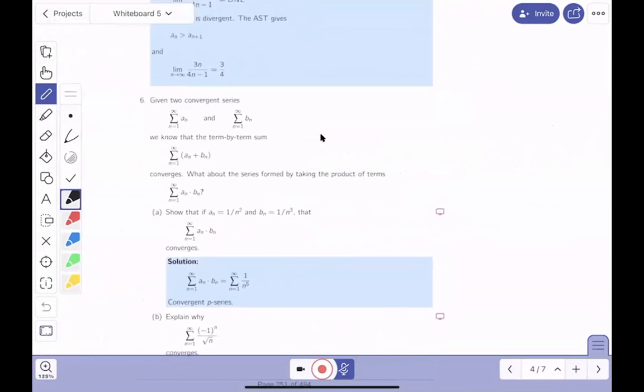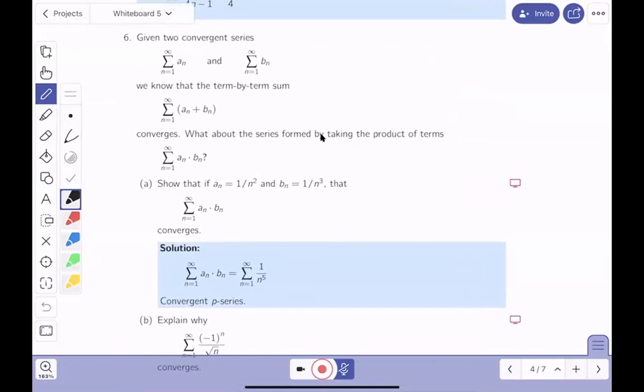So let's take a look, number six. Number six, again, a little difficult because I have to read, and that's a problem. When I read, it slows me down. So it says, given two convergent series, this one's convergent and this one's convergent, we know the term by term sums, when we put this over here, also converge, all right? What about this one over here? Well, I don't know. So what are they saying? What happens when you do a product? All right, so that's a question. I don't know. Let's see what happens.